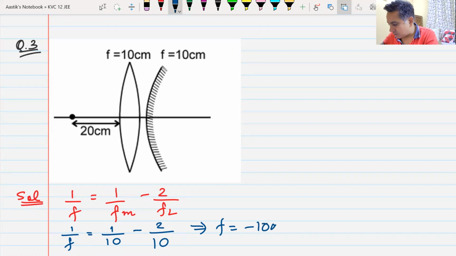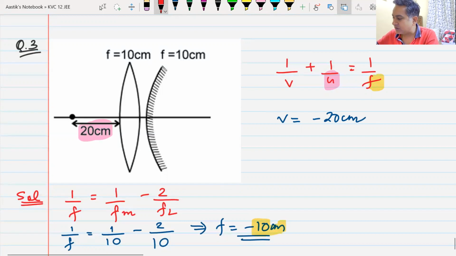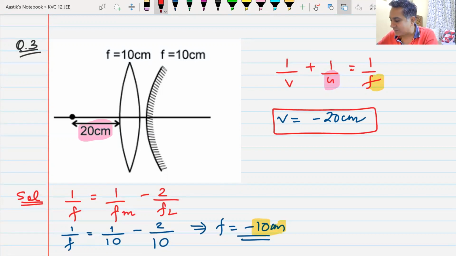Once you understand this, I can put it in the formula of 1 by v plus 1 by u is equal to 1 by f. We already know the value of u is minus 20. You know the value of f is minus 10. You should get the value of v, and the value of v is minus 20. That is how you should have solved it. How many of you got this answer?